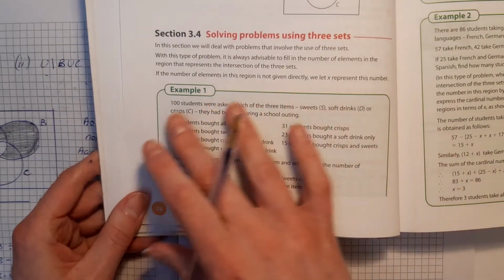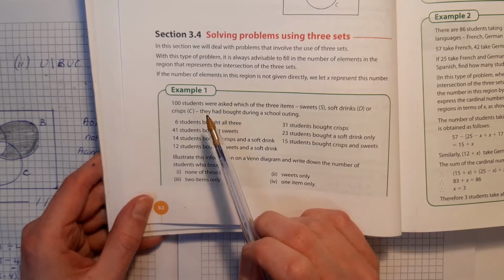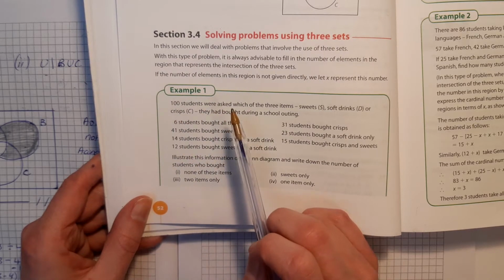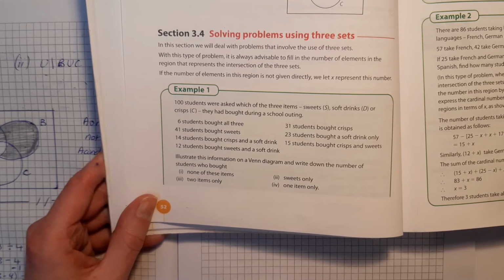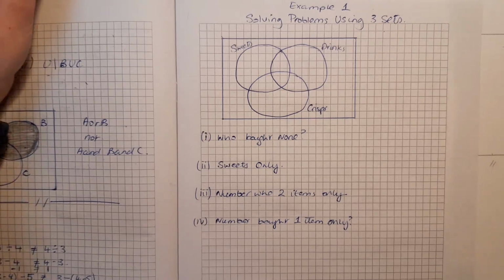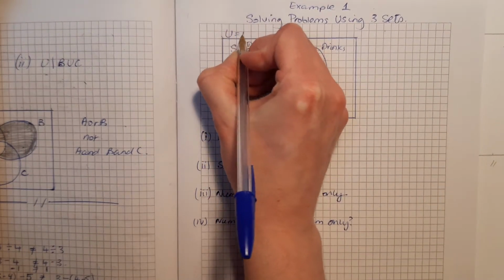So the question is all here on the left hand side. And as you read a piece of information, you insert it into the diagram as best you can. So 100 students were asked which of the 3 items, sweets, soft drinks or crisps, they had bought during a school outing. So the first thing is there's 100 students there. So the universal set is 100.